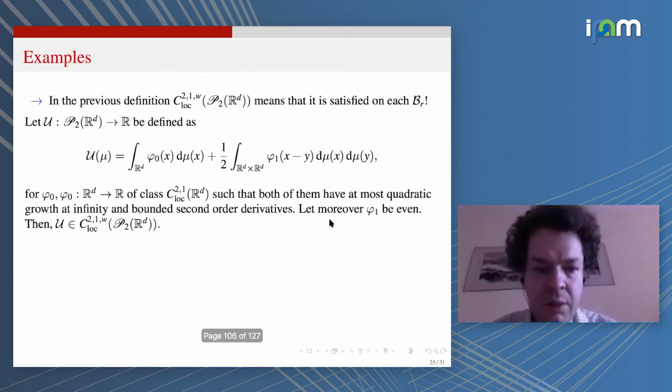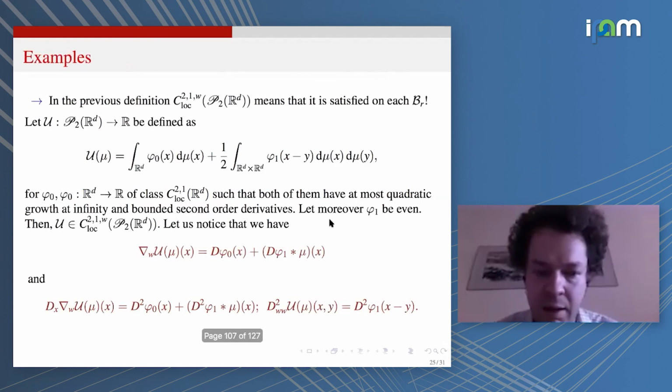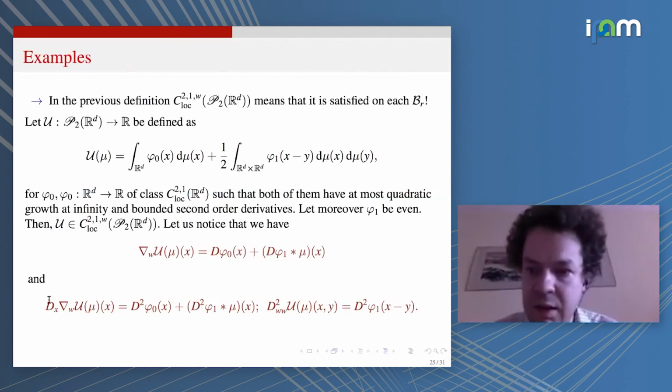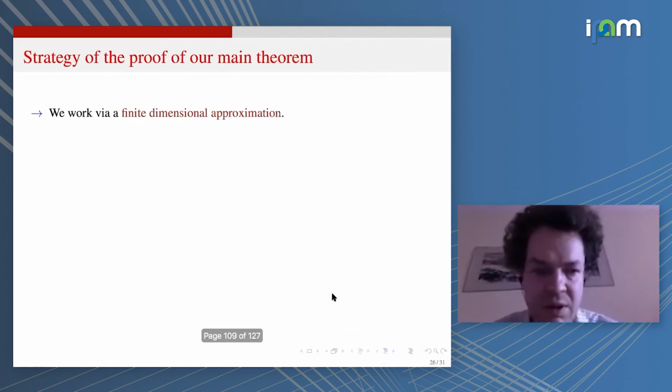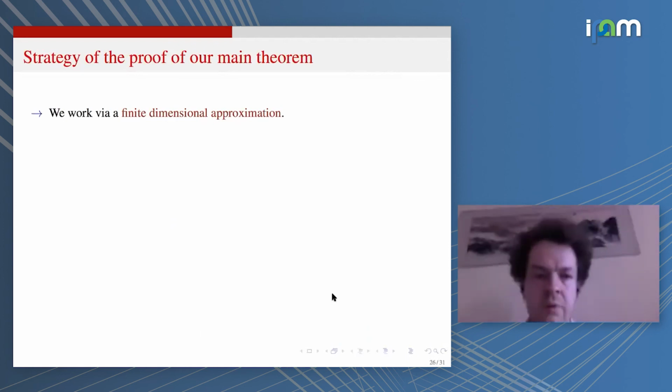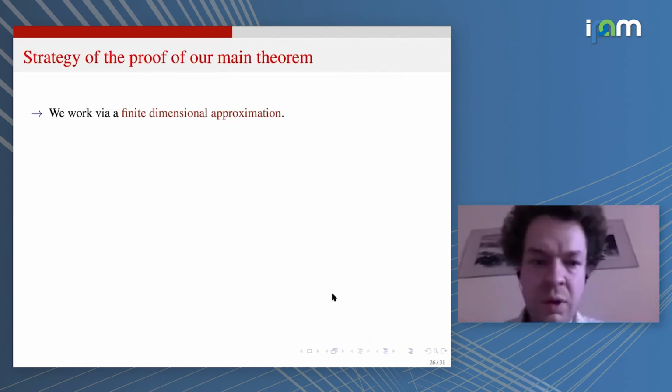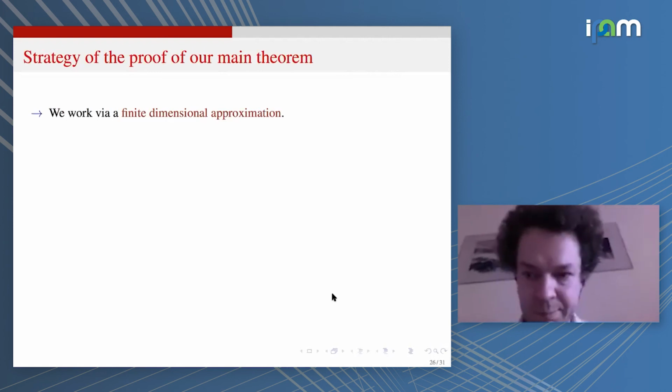Okay, and let me go back to the example that I had at the very beginning. In this potential energy and interaction energy case, this matrix, which is the x derivative of the Wasserstein gradient, has this form, and the double derivative with respect to the measure twice has this form as a matrix. And in this case, we see that lambda 0 and lambda 1 are these objects in the previous Taylor expansion.